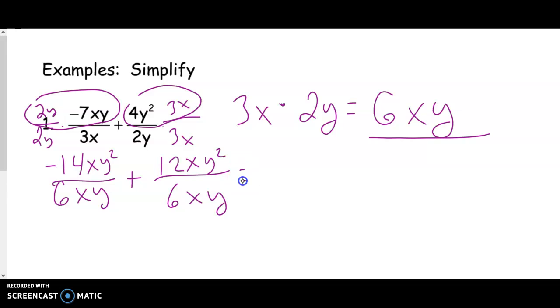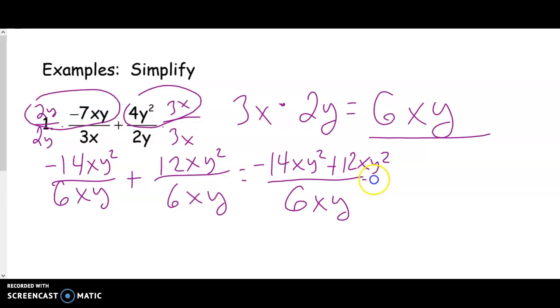All right. Once you have a common denominator, you can add or subtract your numerators, leaving your denominators alone. This one's going to work out real nicely. Those two terms in your numerator are like terms. Same letters, same exponents, so they are like terms. You can just combine them. So negative 14 plus 12 is going to be negative 2xy squared.